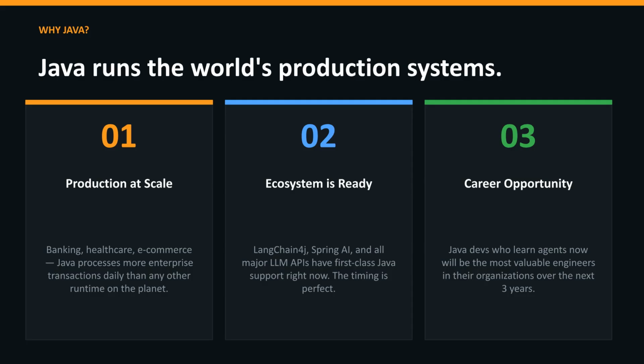Second, the ecosystem is ready. LangChain4j is a mature framework for building Java AI agents. Spring AI brings agentic capabilities directly into Spring Boot. The tools are here right now. Third, career opportunity. Java developers who learn to build agents now are going to be the most valuable engineers in their organizations over the next 3 years. The timing is right, the tools are ready, the opportunity is massive.